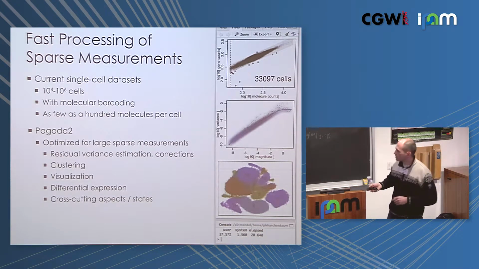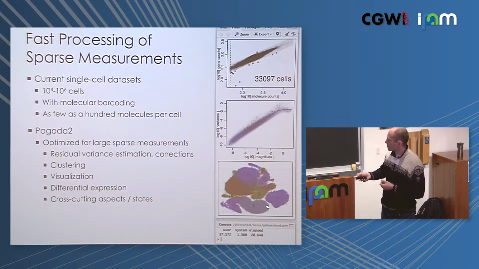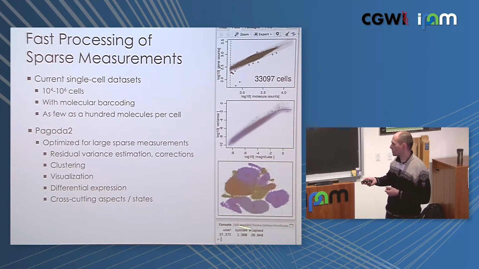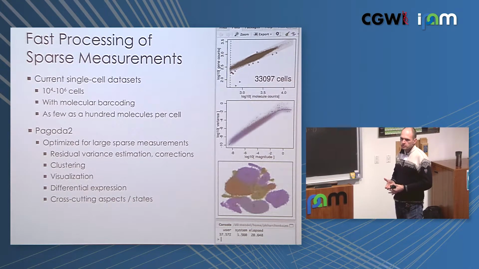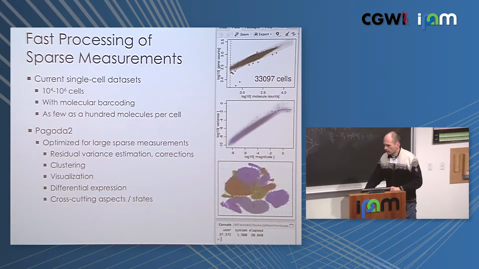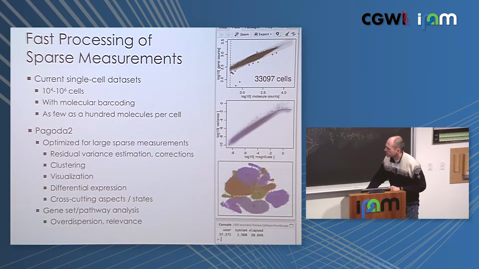Now the real advantage of this is that this is a video that ran in real time, and it's about 33,000 cells and completed in about 20 seconds. So we basically try to optimize it for speed so we can build more advanced analysis on top of this, including analysis of much larger cohorts of samples.